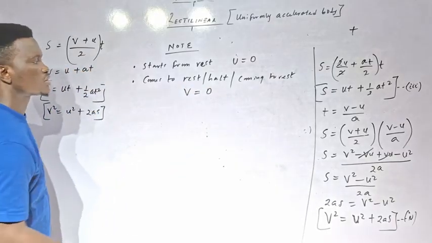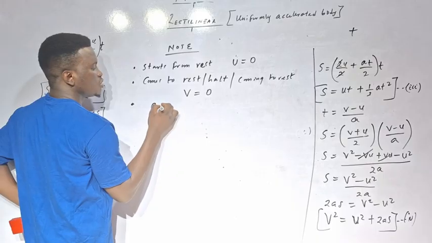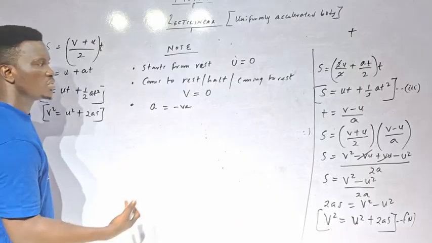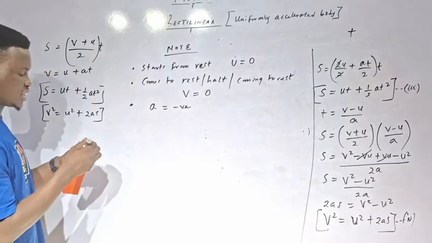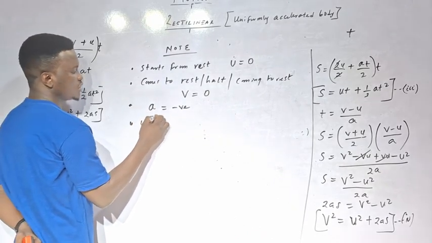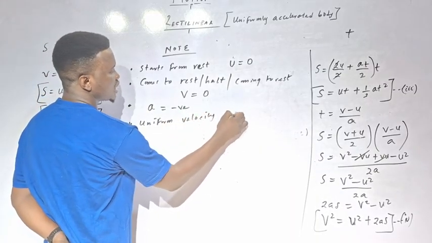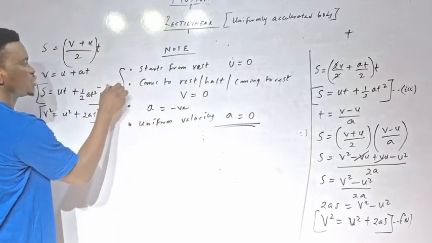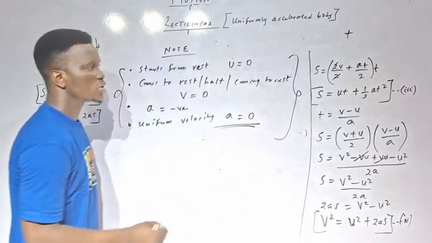Please don't forget that. Another thing is that when the body is coming to rest, your acceleration is going to be negative. So it will be treated as deceleration, because the body is coming to rest. So don't forget these terms, we need them. And you remember something I said, when the body is undergoing uniform velocity, what will be the acceleration? Very good, 0. So you need to note that. So these are the important points you need to note before solving questions on the equations of motion.